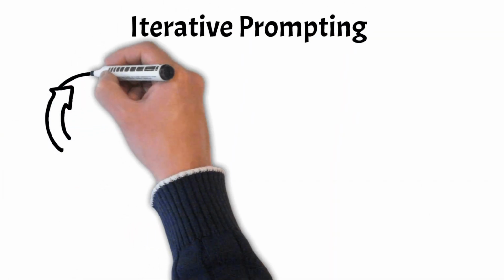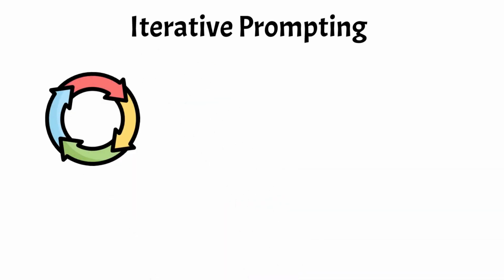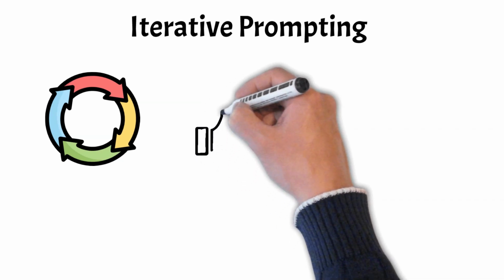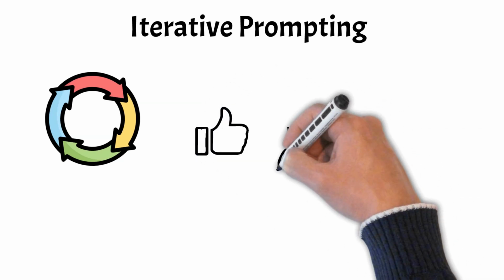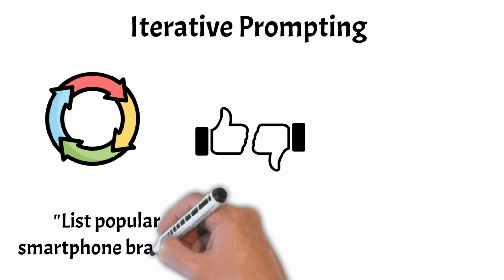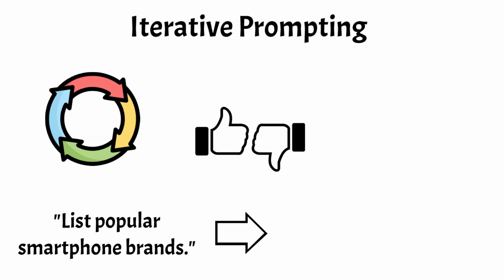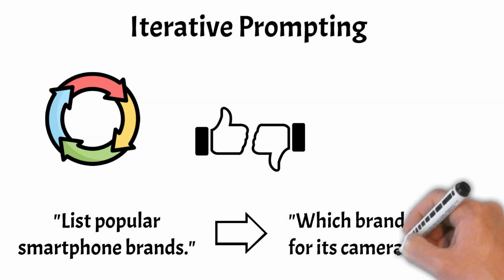This method involves refining and improving AI responses through successive iterations of prompts and feedback. Iterative prompting allows the AI to iteratively adjust its responses based on user feedback or additional prompts. For example, starting with a basic prompt about smartphone brands such as "List popular smartphone brands," the AI could refine its responses through iterative prompts like, "Which brand is known for its camera quality?"